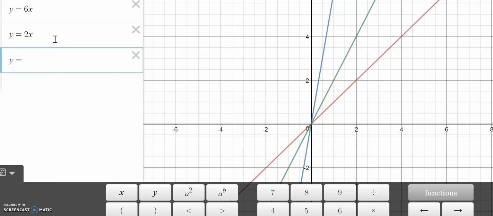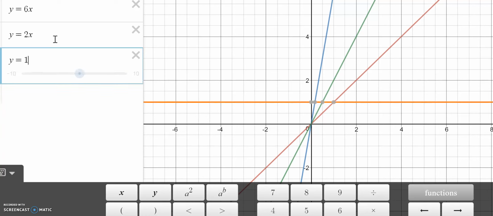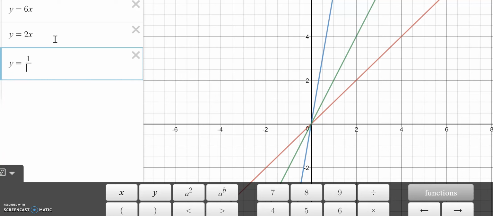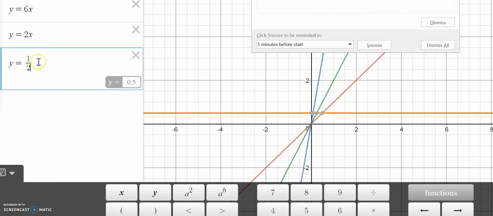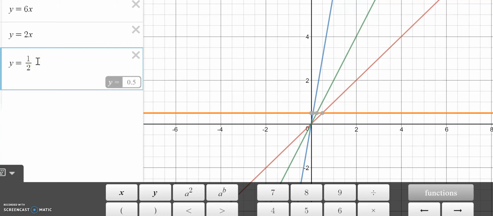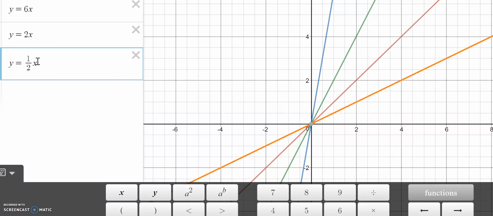I know what you all thought. Not 1. I'm going to go half. Half x. Check that out. Isn't that cool? Now, what do you think will happen if I make the coefficient of x negative? Negative. Remember, negative gradient. What direction will it have? Spot on. That's what's happening.